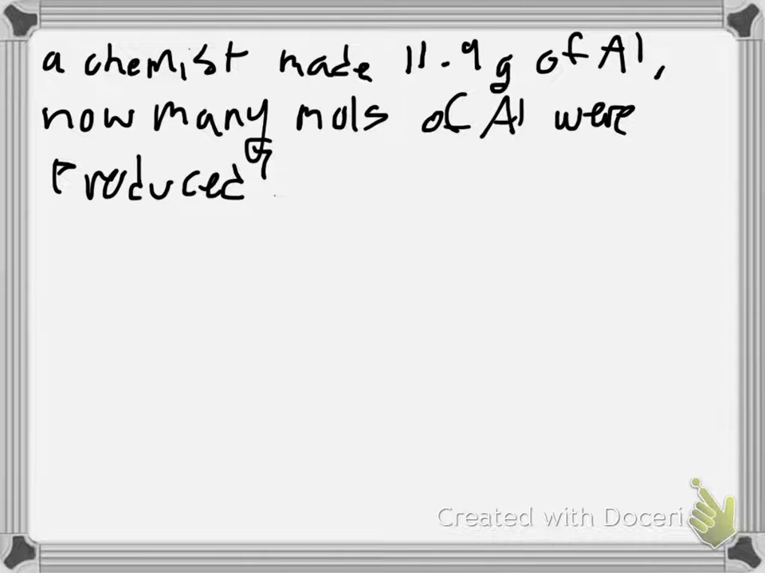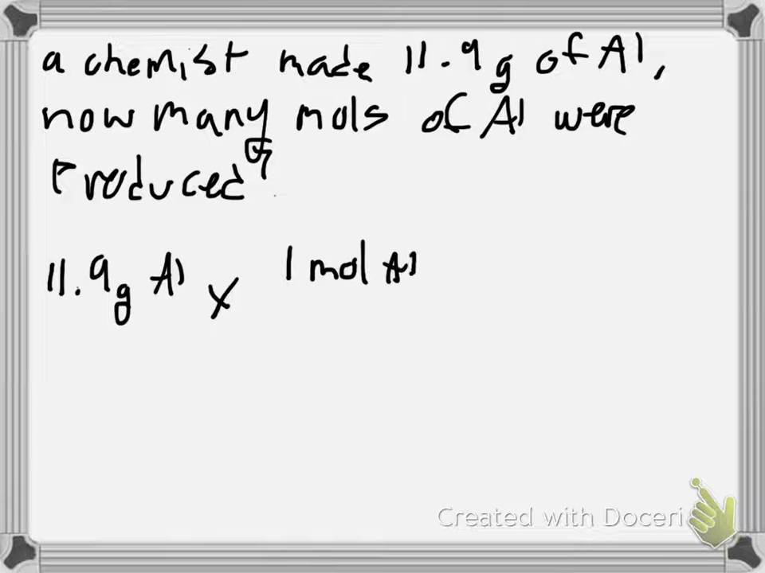Okay, so if we start with 11.9 grams of aluminum, then we need the molar mass. So we want moles on the top this time because we want grams to cancel. So we know for every 1 mole of aluminum, how many grams do we have according to the periodic table?